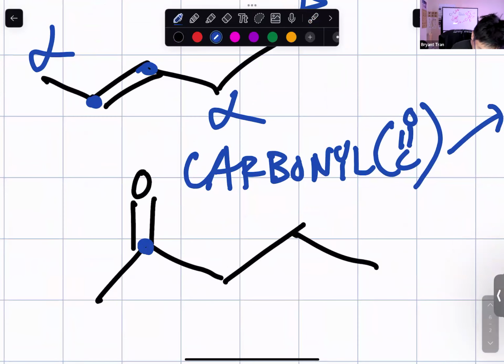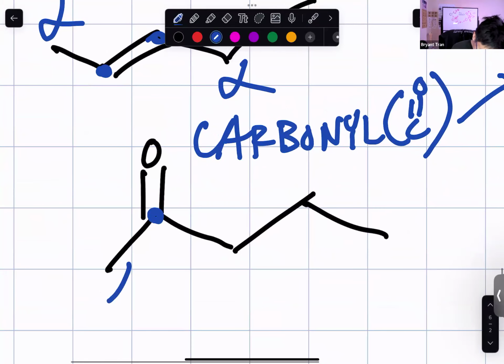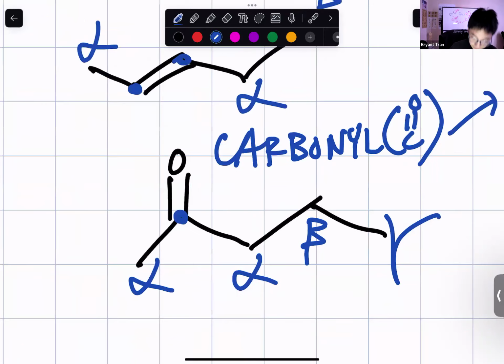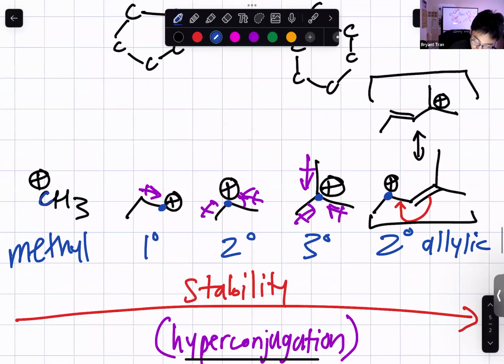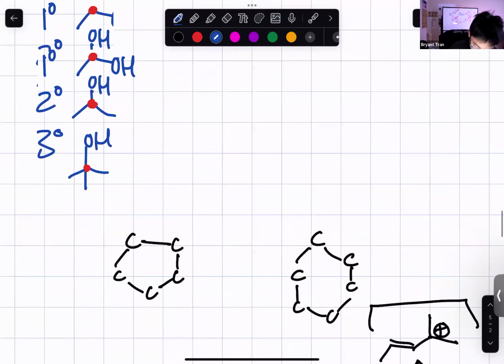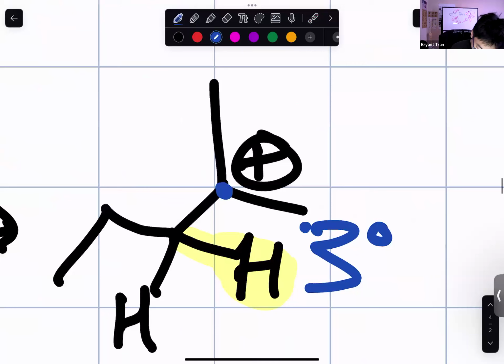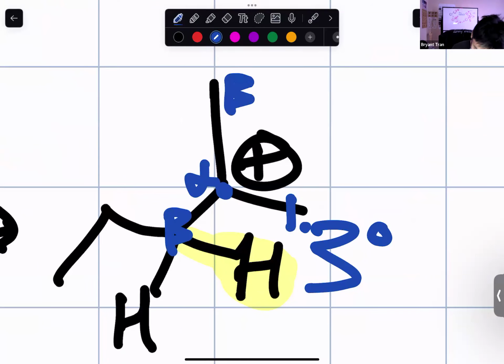If this is the carbonyl carbon here, this is going to be the alpha carbon, this is going to be the beta carbon, and this is the gamma carbon, like that. Okay, so let's go back to the carbocation case. So this right here is my alpha carbon. These are my beta carbons right here.